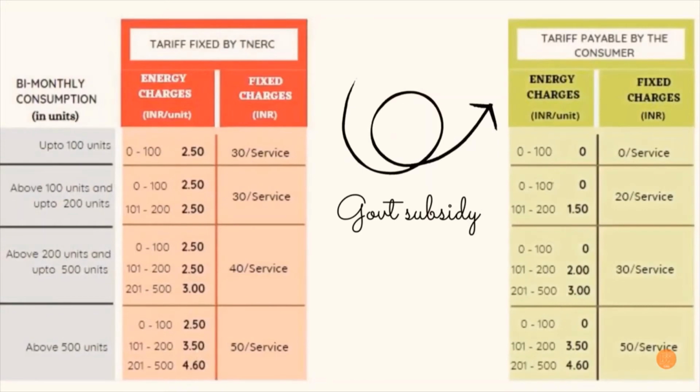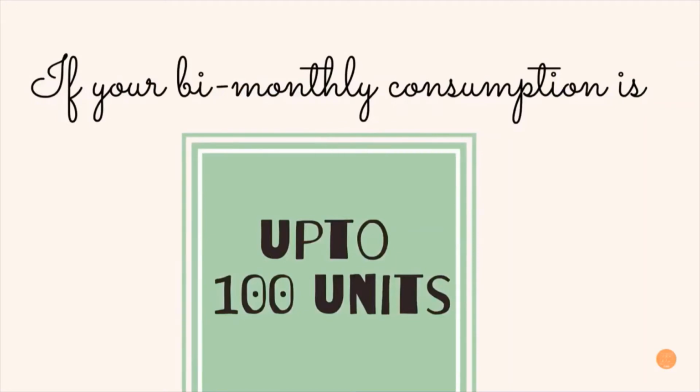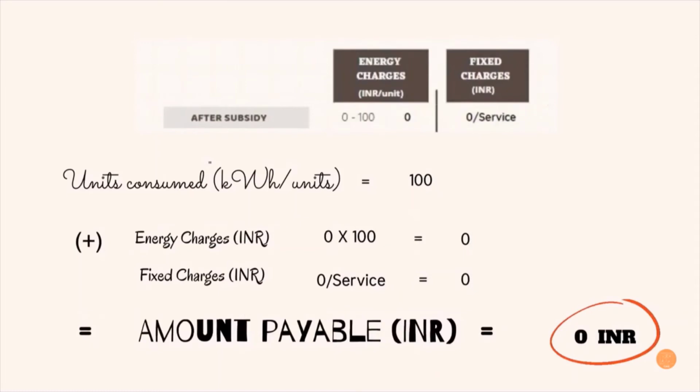Tariff payable by the consumer is arrived at after deduction of the government subsidy amount, which is applicable for the corresponding slab category. And the total electricity bill amount that we pay is the sum of energy charges and fixed charges after government subsidy. If your bi-monthly consumption is up to 100 units, for example, let's say that your bi-monthly consumption is 100 units. In that case, after deduction of the government subsidy, your energy charges and fixed charges stand at zero. This implies that you do not have to make an electricity bill payment for the said consumption.